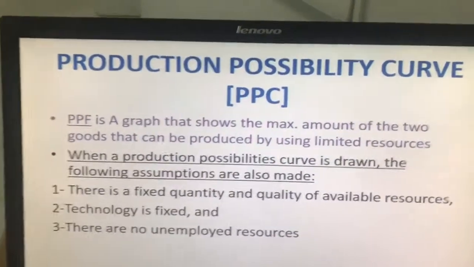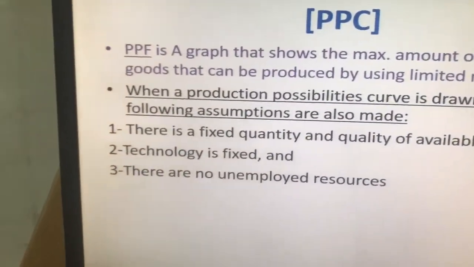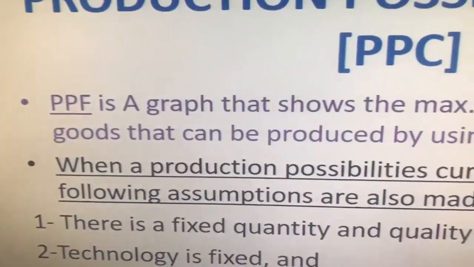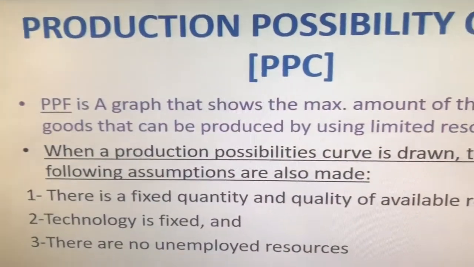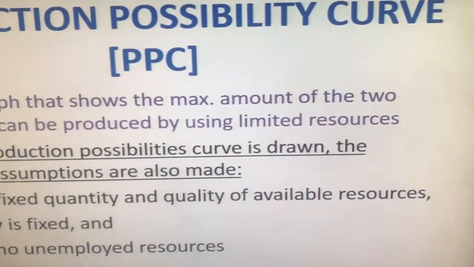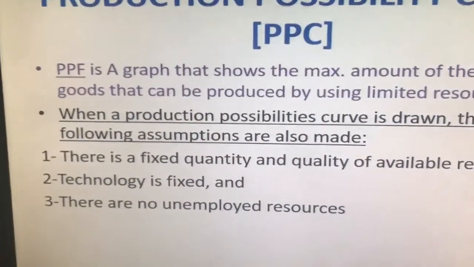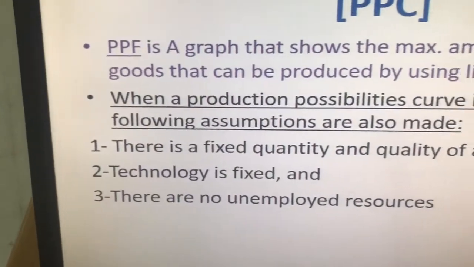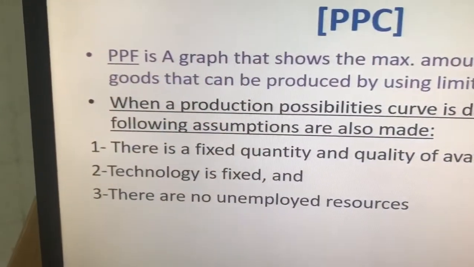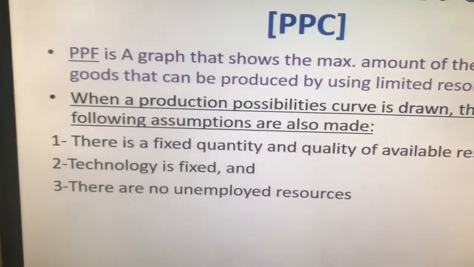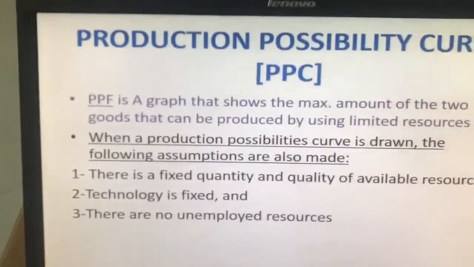The last part in this chapter is related to the production possibility curve. What does it mean, production possibility curve? It is a curve that shows the maximum amount of the two goods that can be produced by using limited resources and fixed technology. When I draw the PPC, I have 3 assumptions. The first one, there is a fixed quantity and quality of available resources. Number 2, technology is fixed. And number 3, there are no unemployed resources, which means we have full employment.